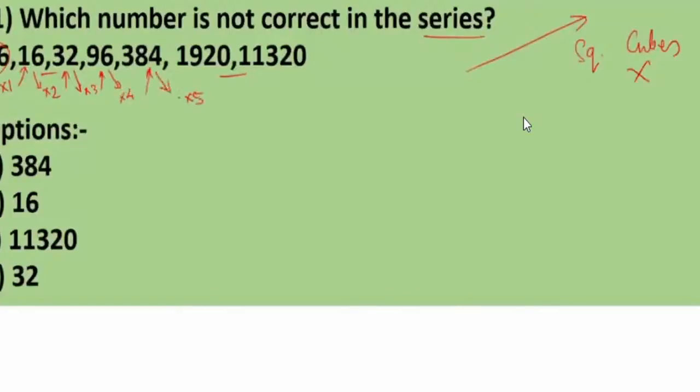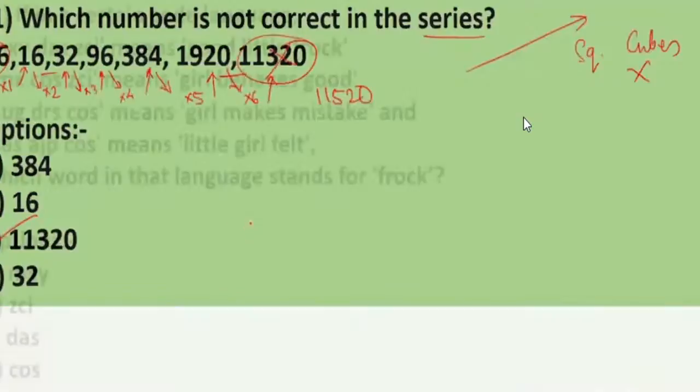Let's try 384 multiplied by 5. You will get 1920. This multiplied by 6 has to be the next number. So let us check which is wrong. Over here if you multiply 1920 by 6, you get 11520. So this is the wrong number in the series. So this is the answer.